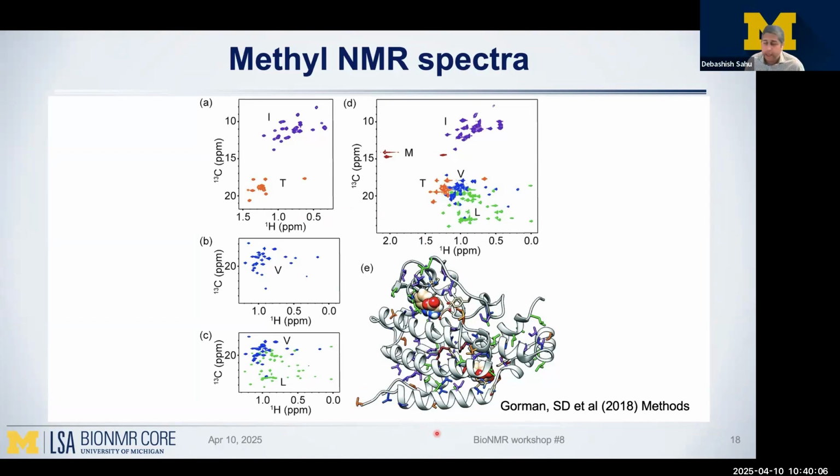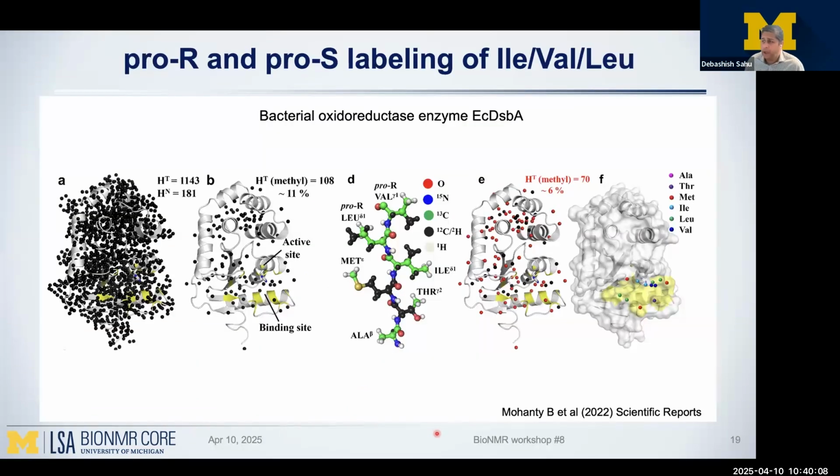Okay. So again, I wanted to highlight that you can simplify your problem. You can create this Pro-S and Pro-R labeling for isoleucine, valine, and leucine. So that kind of simplifies the problem, that it reduces the number of peaks. That is, every two peaks that you have, you can reduce that to one for these particular methyl containing amino acids.